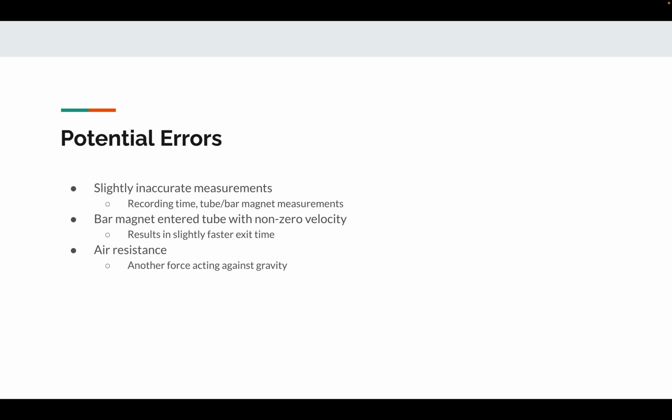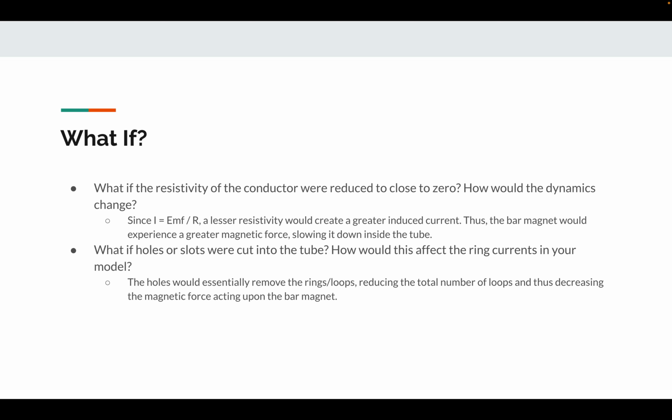Potential errors could be slightly inaccurate measurements, air resistance, and the bar magnet entering the tube with a non-zero velocity. So what if the resistivity of the conductor were reduced close to zero? Well, since I is equal to the EMF divided by R, a lesser resistivity would create a greater induced current. Thus, the bar magnet would experience a greater magnetic force, slowing it down inside the tube.